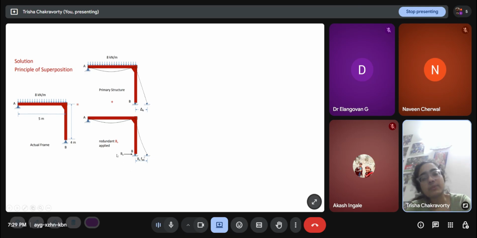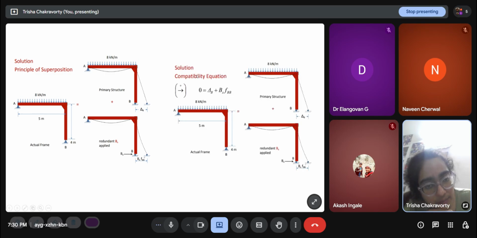Now you will ask why I put the force in this direction. It does not matter. You don't have to know the direction of the force beforehand. You can assume it to be in the right or the left direction, and you just have to interpret the sign accordingly. And this here is BX into fBB, where fBB is the displacement of point B for a unit load applied here. So the compatibility condition is delta B plus BX fBB is equal to 0.